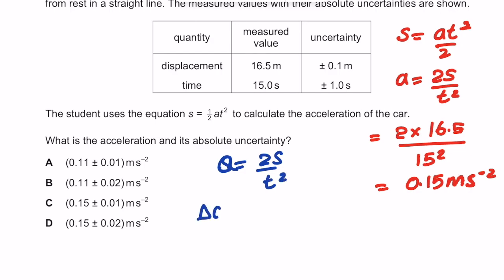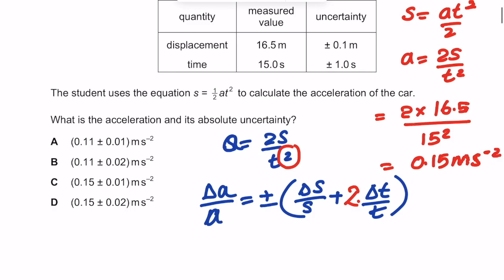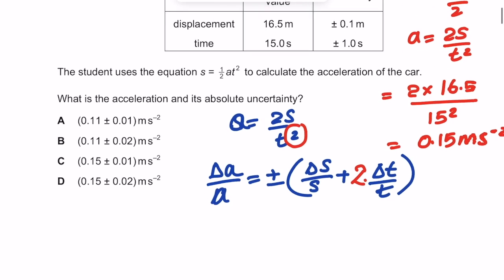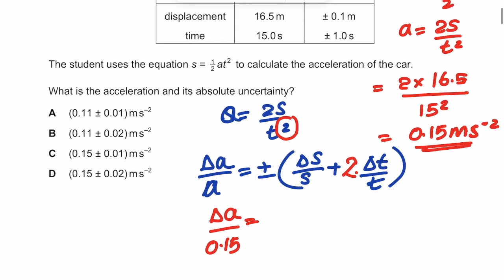I am writing the equation for fractional uncertainties: delta A over A equals plus or minus delta S over S plus 2 times delta T over T. But be careful, don't forget there is a square, so put 2 at the front. And here there's another trick to play. Now I am plugging in numbers. Delta A over 0.15. Where does that come from? Because we calculated it before, right? Equals plus or minus what.